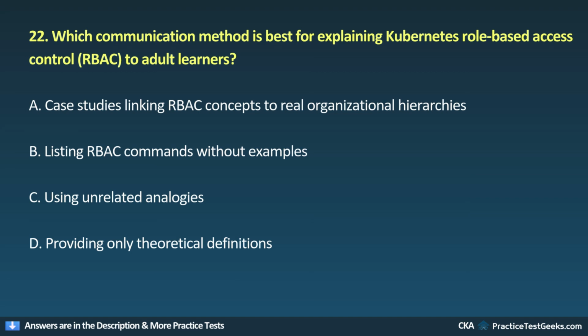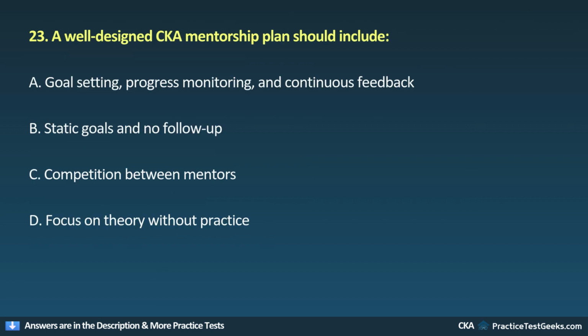22. Which communication method is best for explaining Kubernetes role-based access control, RBAC, to adult learners? A, case studies linking RBAC concepts to real organizational hierarchies. B, listing RBAC commands without examples. C, using unrelated analogies. D, providing only theoretical definitions.